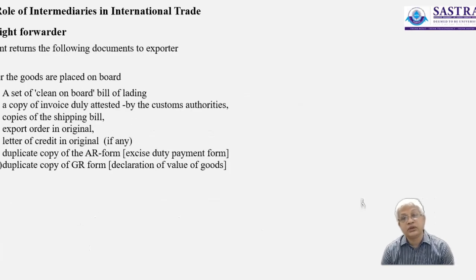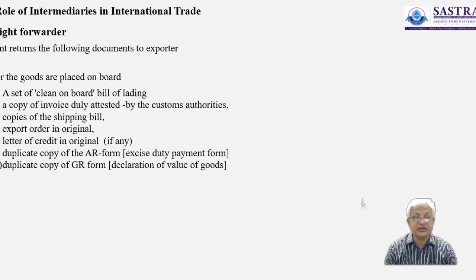Now, the freight forwarder normally, after the goods are placed on board, has to look into the following documents. I have listed down certain documents which are essential to be known by the freight forwarder. First is a clean on-board bill of lading. So, we have discussed what is bill of lading. We discussed types of bill of lading.